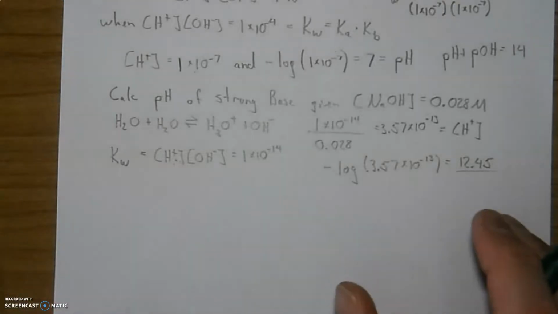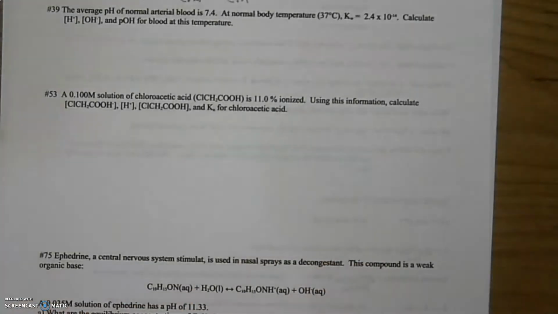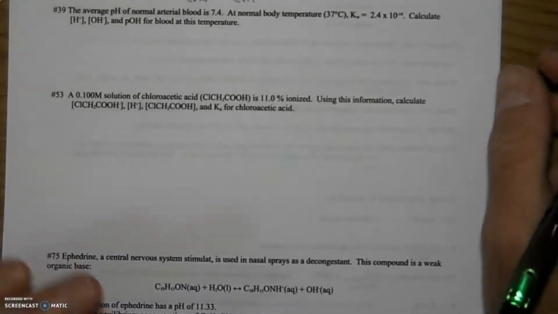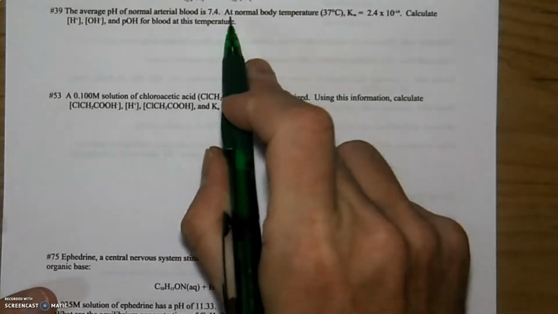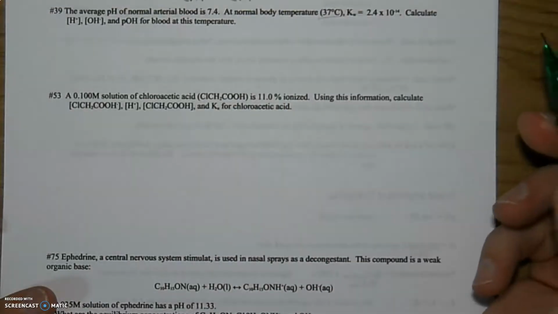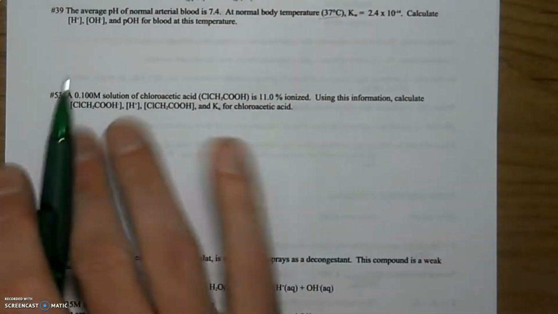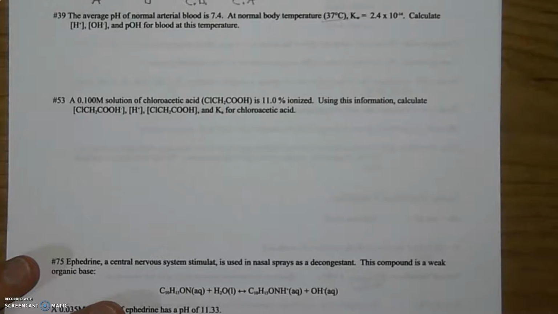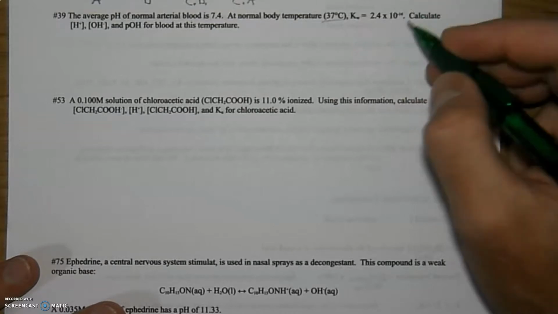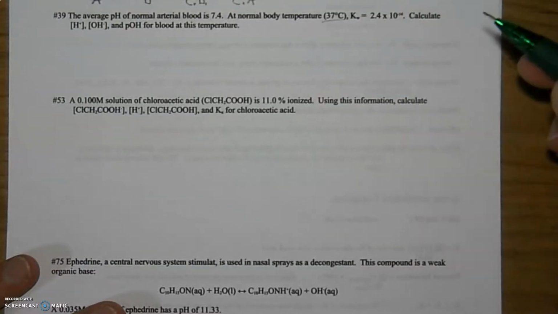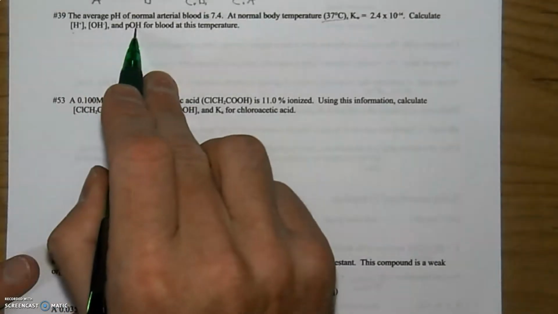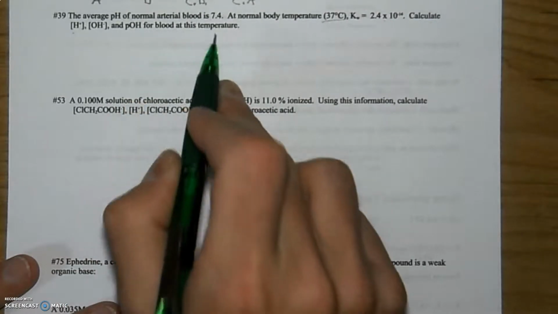Done. All right, let's swing over and do another homework problem, number 39. For number 39, the average pH of normal arterial blood is 7.4 pH. A normal body temperature is 37 Celsius. We have the Kw value. So this is the only problem we will do all year long that is not at 25 degrees Celsius. We're using human body temperature, 37 Celsius. So notice Kw is not 1 times 10 to the negative 14, it's something other, 2.4. It's a little bit higher. We want to calculate these concentrations and the pOH for blood at this very specific temperature.